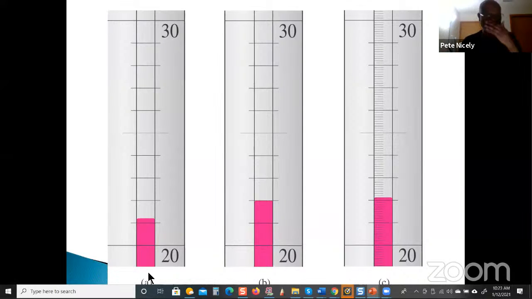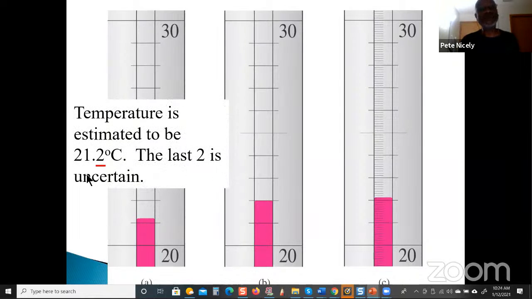All right, so let's start with this one right here. The mercury level here is just above the 21 mark, so we know that the temperature being represented here would be 21 point something. The question is, what is that digit that comes right after the decimal point? A reasonable person could look at this and say, well, I think this is 21.1. Another person could say, no, I don't think so, I think it's 21.2. As far as I'm concerned, both persons are right, because what you're forced to do is to estimate the digit after the decimal point. So it could be 21.1 or 21.2. In this case here, it's 21.2.